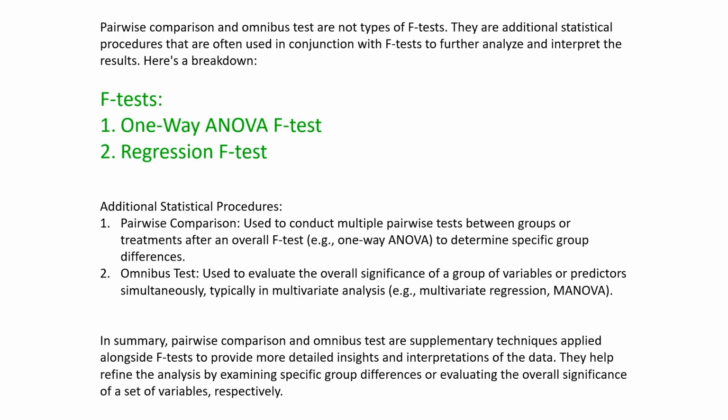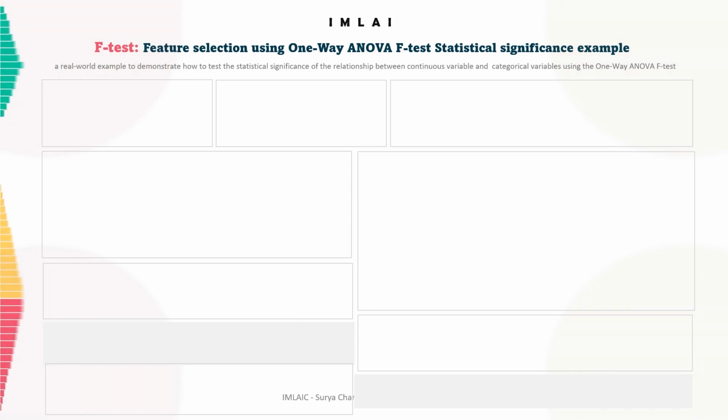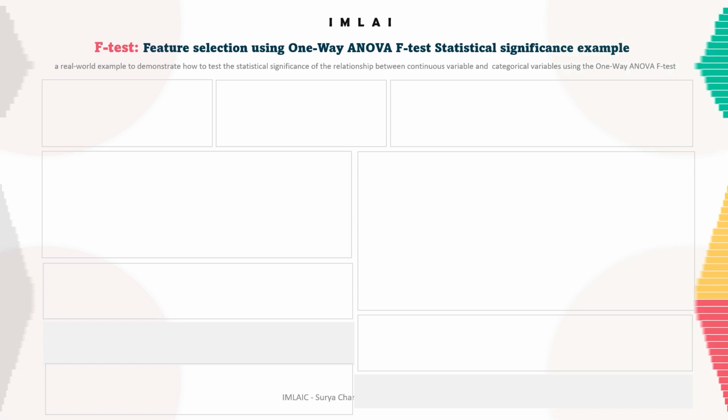Now it's time to explore our F tests. We will begin with the one-way ANOVA F test. We will take a practical example and understand how to leverage the one-way ANOVA F test to do feature selection where categorical and continuous variables are involved. A real-world example that we are going to demonstrate is how to test the statistical significance of the relationship between continuous and categorical variables using the one-way ANOVA F test.